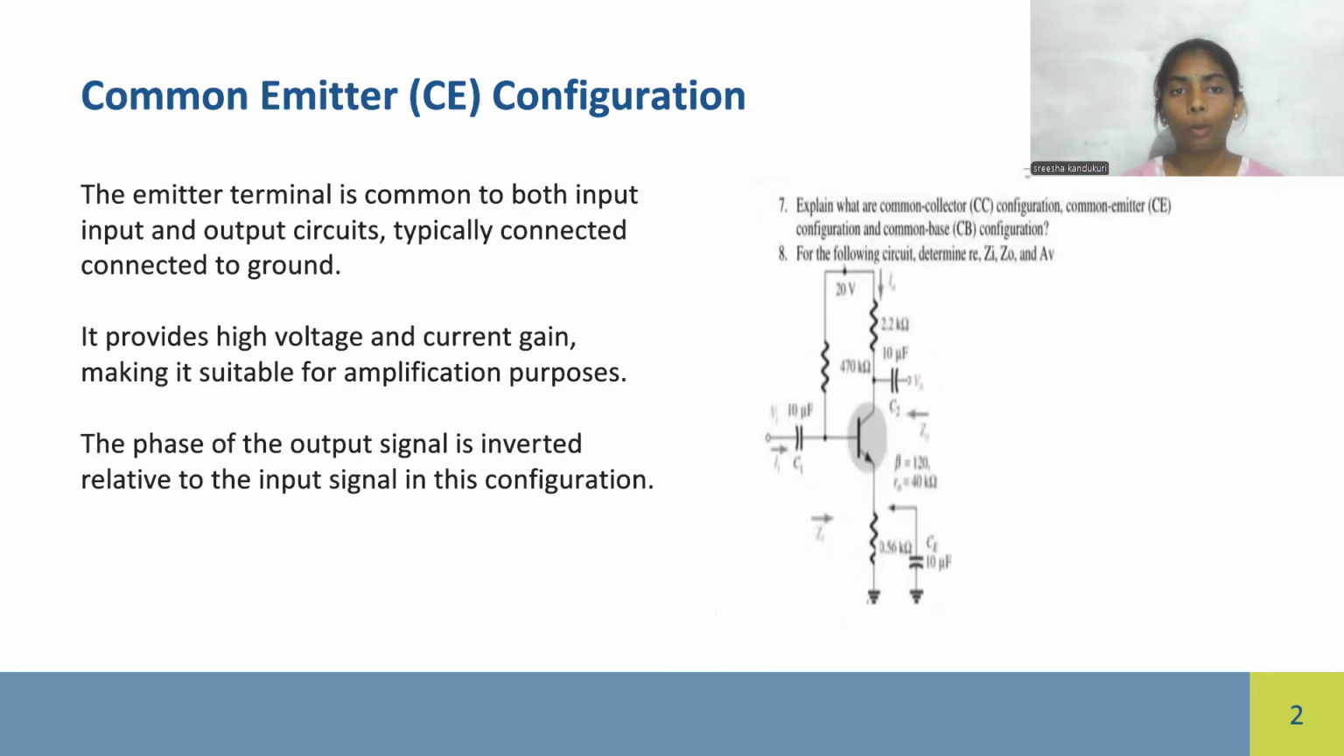So let us move on to the common emitter configuration. The emitter terminal is common to both input and output circuits, typically connected to ground. It provides high voltage and current gain, making it suitable for amplification purposes. The phase of the output signal is inverted relative to the input signal in this configuration. Here we can see the common collector, common emitter and common base configurations.